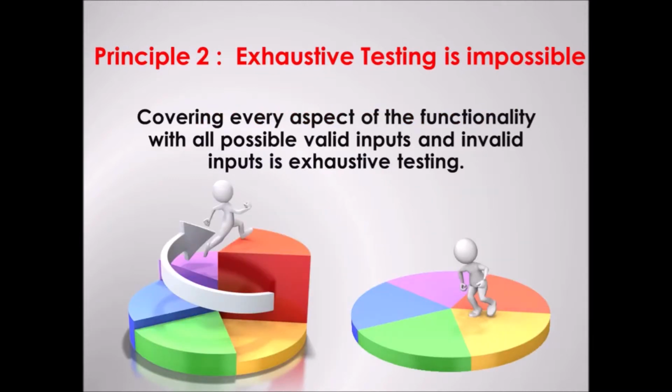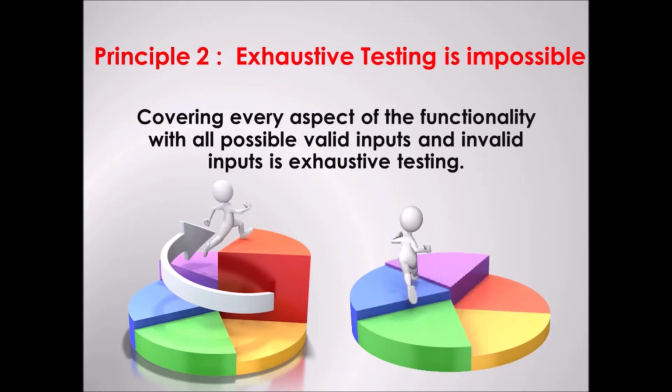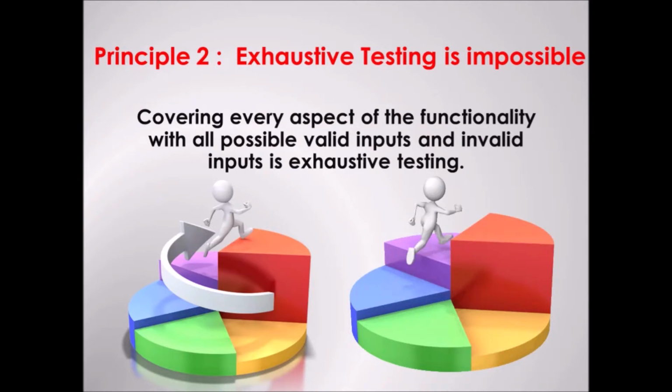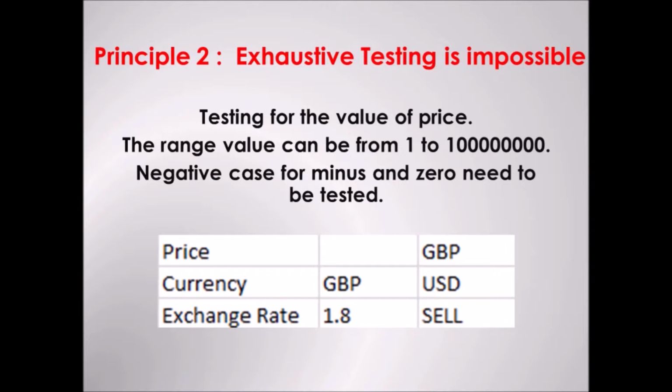Covering every aspect of the functionality with all possible valid inputs and invalid inputs is exhaustive testing. Let us take an example. In the SRS document or the spec, there is a price value. The price value ranges from 1 to 100 million. So, we need to do two kinds of test cases. We have seen, right? One is positive testing and the other is negative testing.